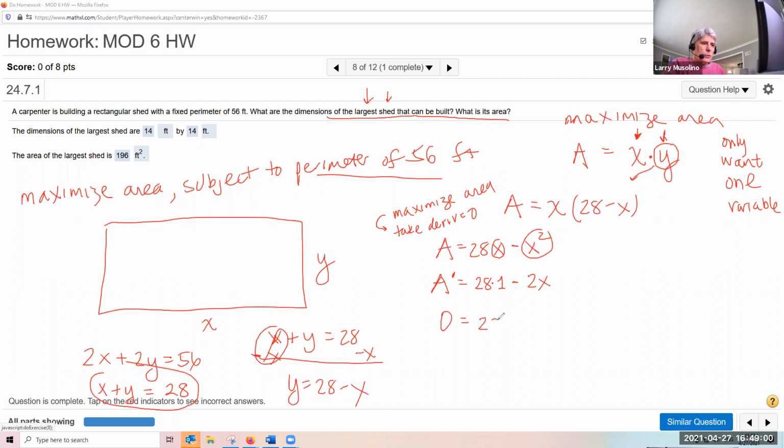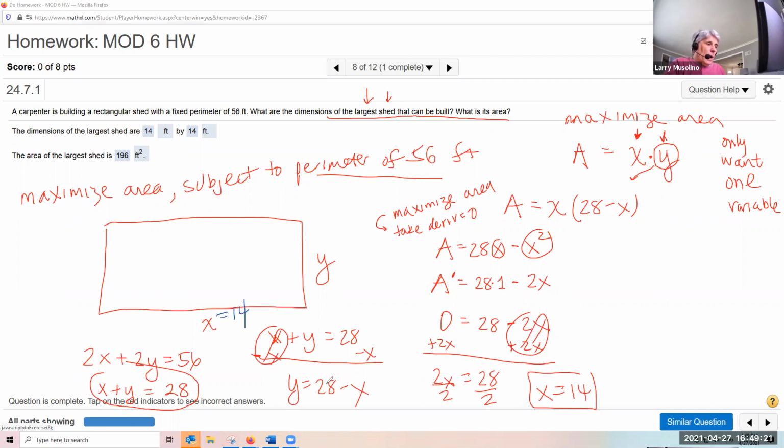So I have 0 equals 28 minus 2x. I'll add 2x to both sides. That means 2x equals 28. Divide both sides by 2. X equals 14. So we know this one dimension here, x is 14. How about y? Well, here's an equation that I could use to figure out y. Y is 28 minus x, but we just figured out x is 14. So y is 14 also. So the dimensions are 14 feet by 14 feet.